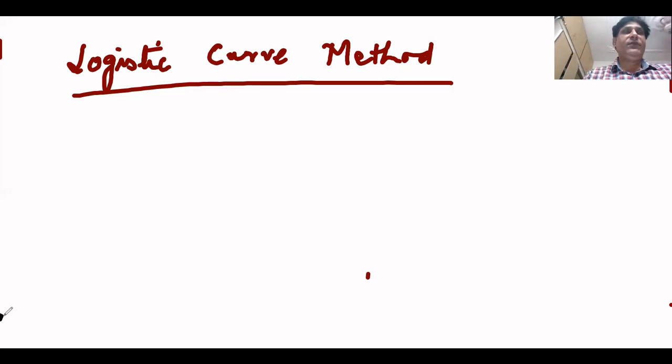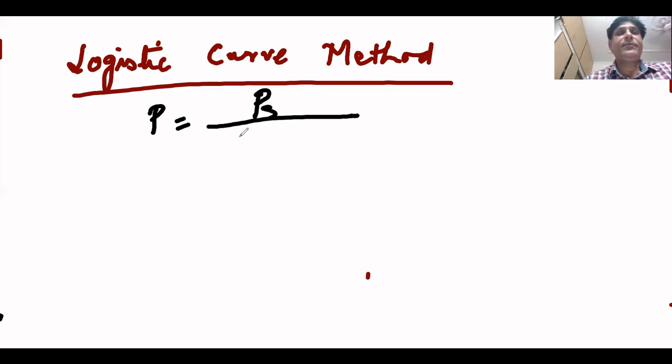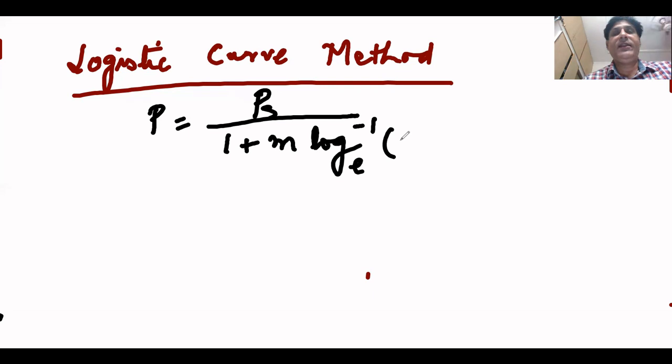Now, the equation of the curve, when it was analyzed, so the formulas which come into picture is P is equal to PS upon 1 plus M log to base E minus 1, and you've got NT, right? PS is the saturation population.